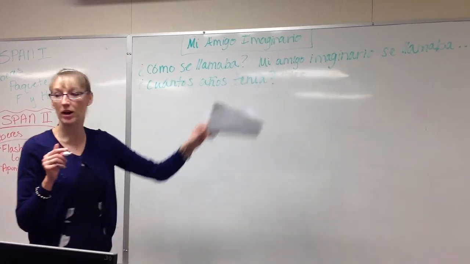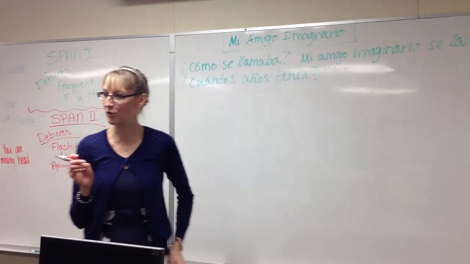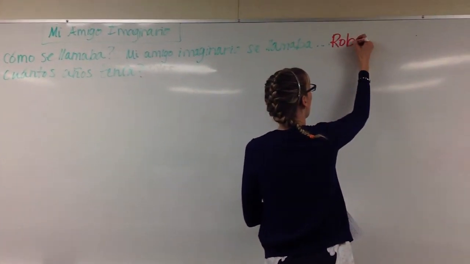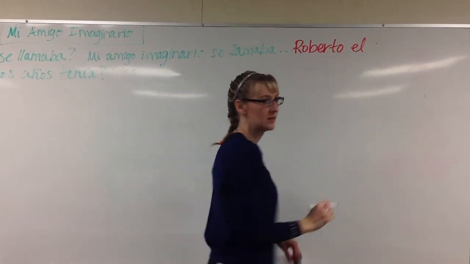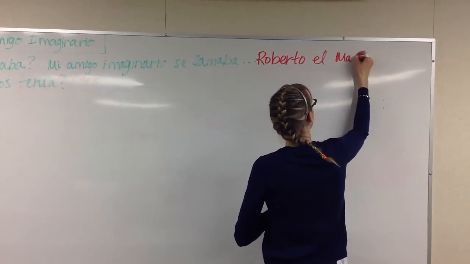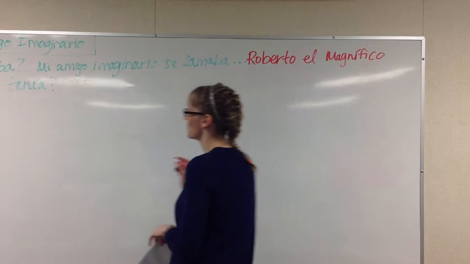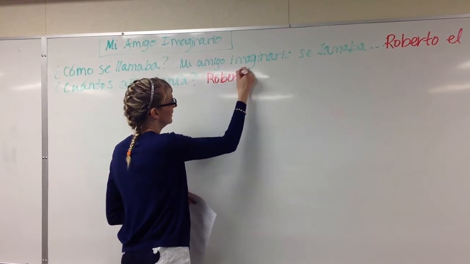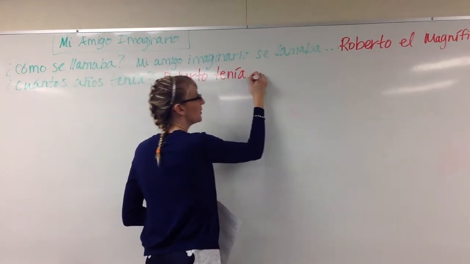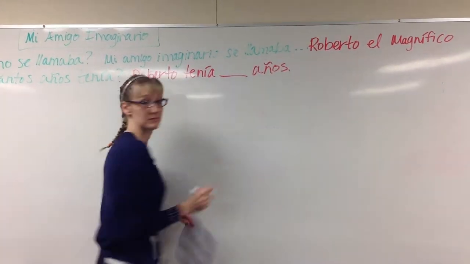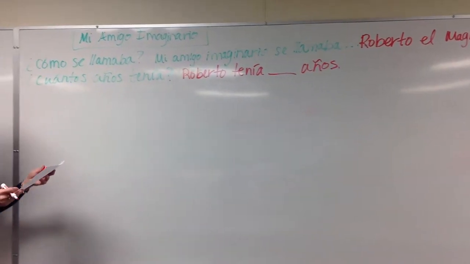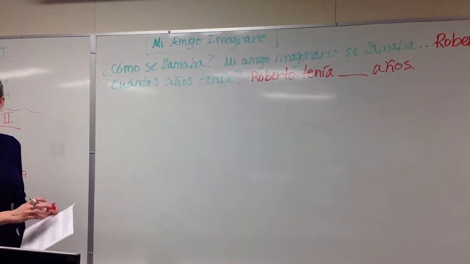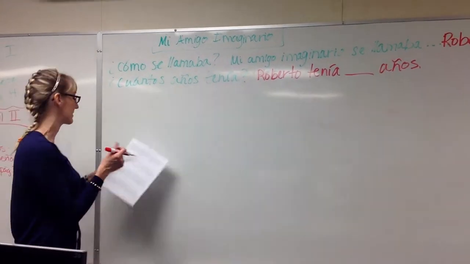Yeah, and okay, let's name ours. What are we going to call our imaginary creature? Roberto. Roberto? Yeah. Okay, mi amigo imaginario se llama Roberto el what? Roberto el Magnifico. Roberto the Magnificent. Okay, so ¿cuántos años tenía? Roberto... That's my middle name. Tenía blank años. Okay? 99. We're trying to make sure and give you guys a writing formula for this project, Caleb. That way when I grade the writing super strict, your grammar will be fantastic, okay?